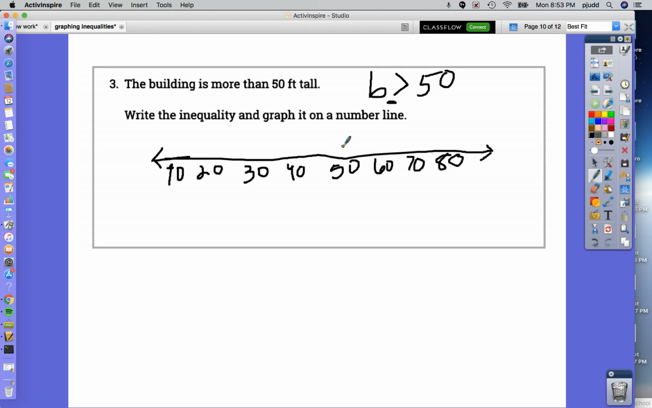Okay, it is more than 50 feet. So this is where I'm starting my graph. It is greater than 50 feet. It's 51, it's 50 and a half, it's 52, anything greater than. So this is an open circle because 50 is not part of your solution set.